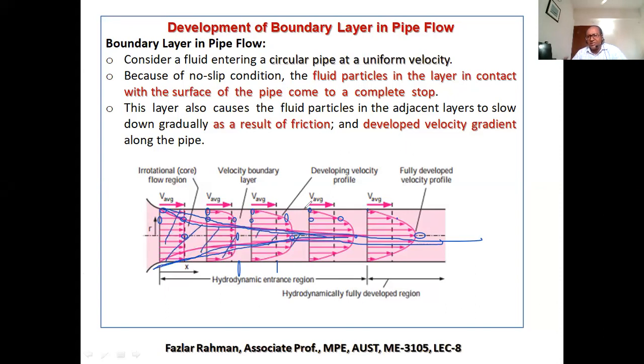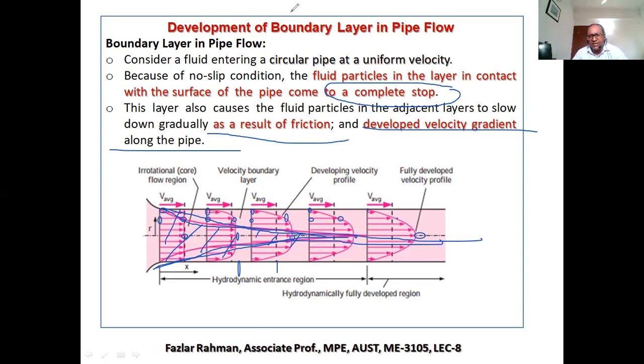Kind of cone inside a circular pipe. Okay, so it's saying because of the non-slip condition, fluid particles in the layer in contact with the surface of the pipe come to a complete stop, that means velocity 0. This layer also causes fluid particles in the adjacent layer to slow down, and gradually there is a result of friction. There will be friction between the layers of the fluid and a velocity gradient develops along the pipe. Velocity gradient means change of velocity with respect to distance.